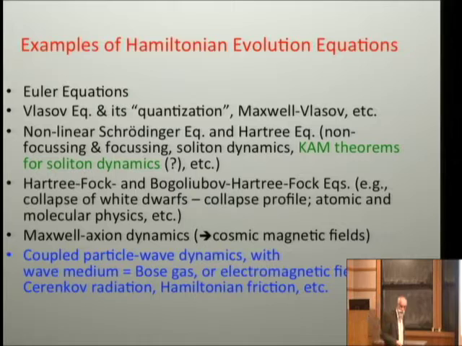Then if you don't like bosons, you see, nonlinear Schrödinger and Hartree really come from the quantum theory of Bose gases. If you prefer Fermi gases, you end up with the Hartree-Fock and the Bogoliubov-Hartree-Fock equations. They're interesting, for example, in astrophysics. You can describe the onset of collapse of a star using the Hartree-Fock equation. It would be very interesting to understand more about the collapse profile. They also appear in atomic and molecular physics.